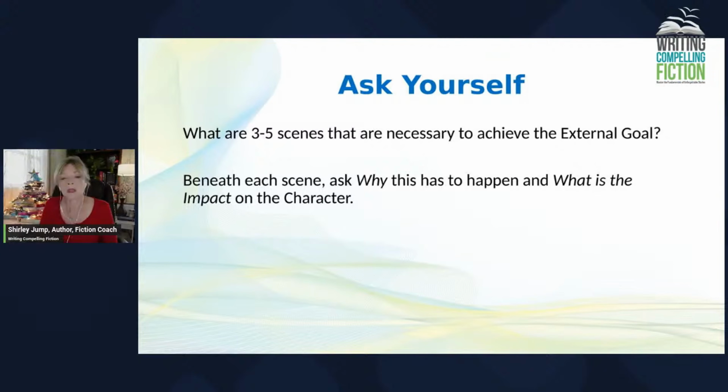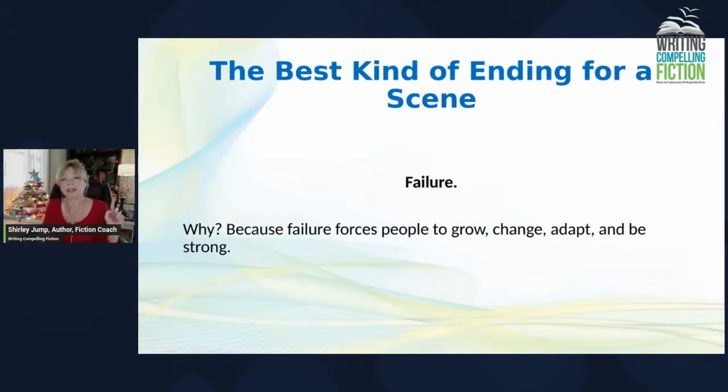I do want you to think about 3 to 5 scenes that are necessary for your character to achieve the external goal, and ask yourself why this has to happen and what is the impact on the character of this happening. What will happen if they achieve it or they don't? Because not achieving it, failing, is what we're going to talk about next. Because failure is the best thing that can ever happen to your character.